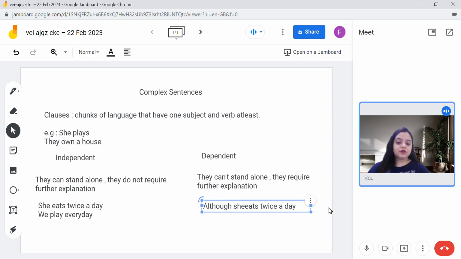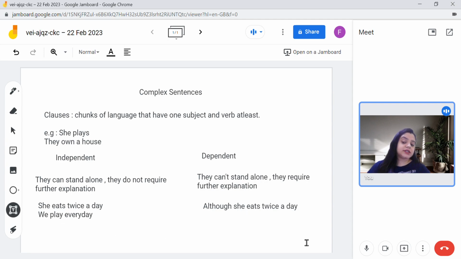If you pay attention to this particular clause, compare it with the independent clause. She eats twice a day was complete; I just stated one fact about a girl. But now the dependent clause says, although she eats twice a day. What next? You can see that it is incomplete in itself and is looking for further explanation.